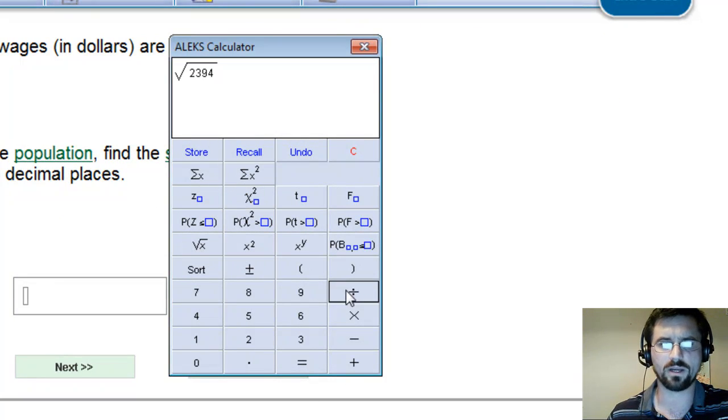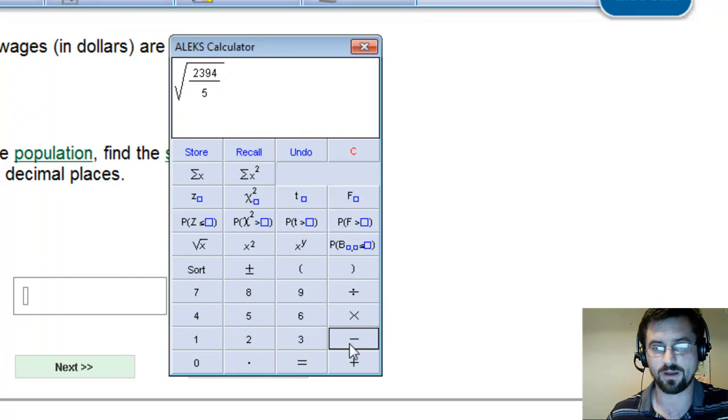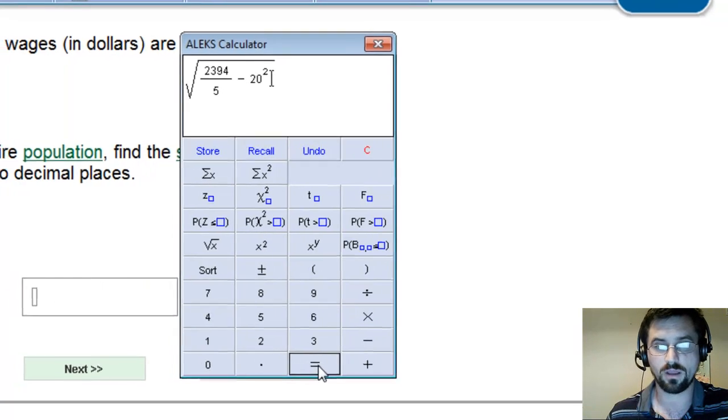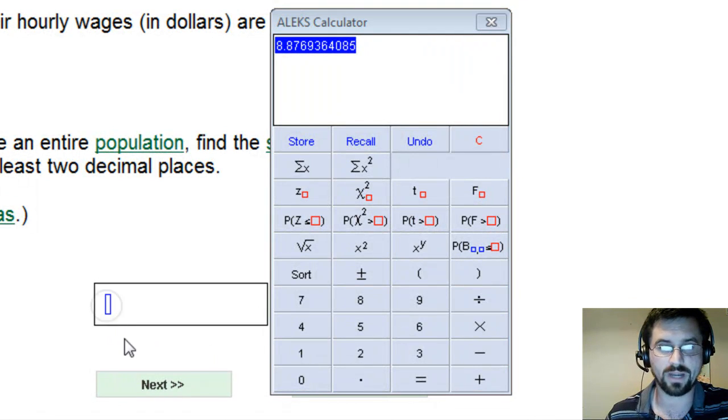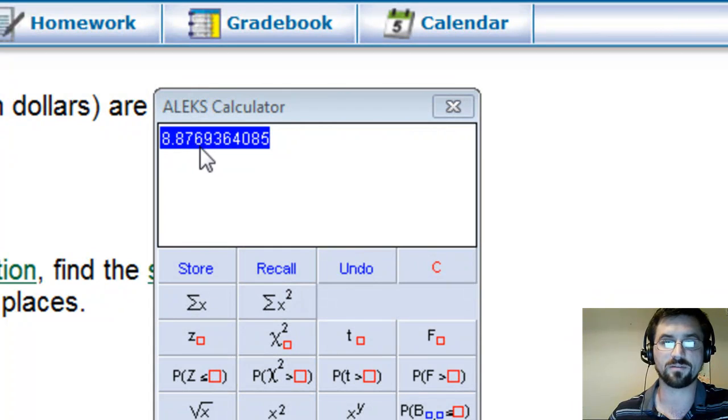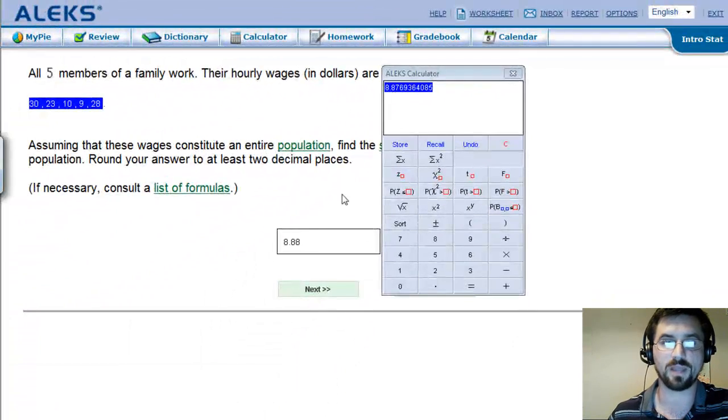Now we're going to square root that quantity, dividing it by 5, and arrow over. The reason I arrow over is because if I don't, the minus ends up down there, and I don't want it there. So I arrow to the right, and then I hit minus. Our average was 20, and 20 squared is 400, so you could just write 400 or hit the squared button, enter. And it's saying it's 8.877, so 8.88. We're going to round up to the next decimal here because after the 7 comes a 6, so it's greater than 5. We round the 7 up to 8.